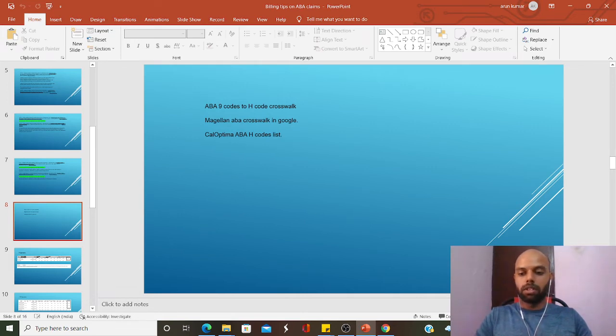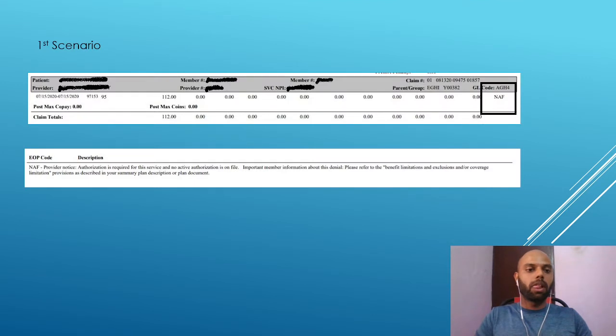Okay, in ABA, the most common denials we are receiving are for authorization. I have three different scenarios. All three scenarios look the same, but each is different. I'll explain each in detail.